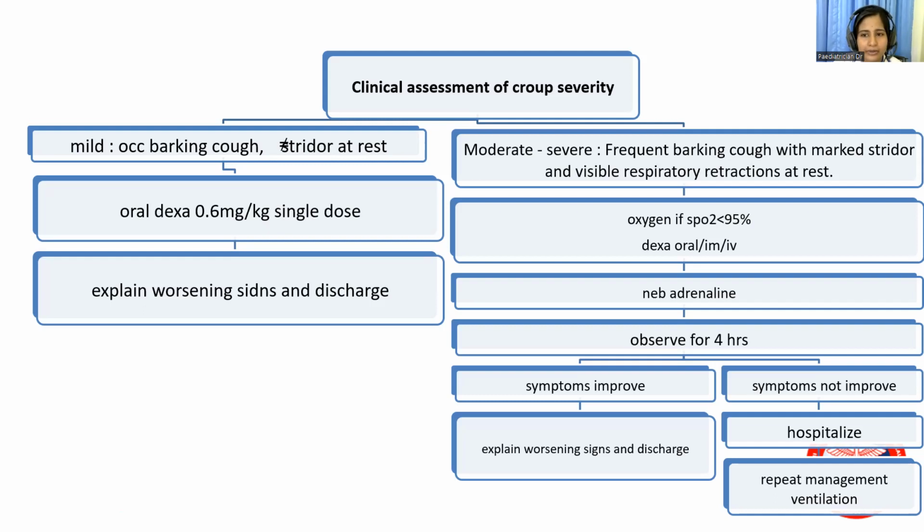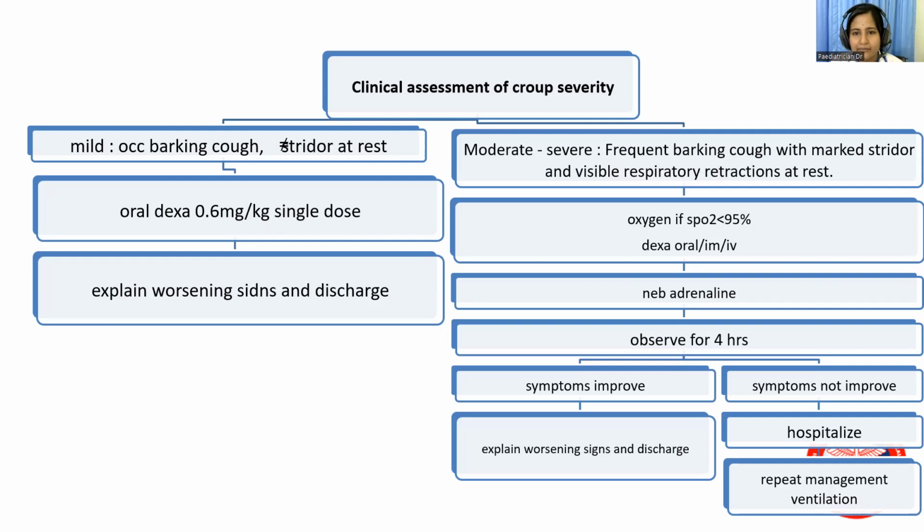Okay, so coming to the short recalling section of croup. After diagnosing croup and clinically assessing its severity, we divide croup into mild, moderate, and severe. Mild croup presents with an occasional barking cough. There is no stridor at rest. So what will you do? You will give oral dexamethasone 0.6 mg per kg single dose, maximum 8 mg, and observe for 4 hours. If the child is okay, you will explain the danger signs and discharge the patient.